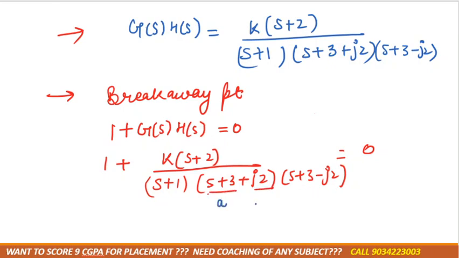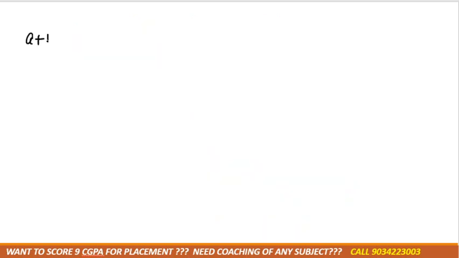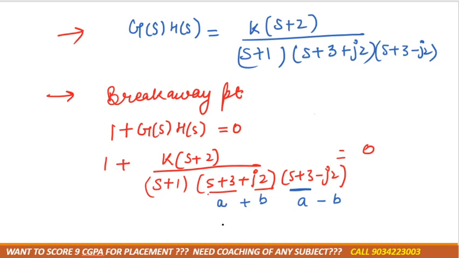Let us consider this one would be a, then a plus b, it would be a minus b. And if you remember, the formula is (a plus b) into (a minus b) is a square minus b square, correct? So it would be (s plus 3) whole square minus (j2) whole square, correct? So (j2) square is how much? 2 square is 4, minus j square, j square is minus 1, minus and minus would be plus 4, correct.